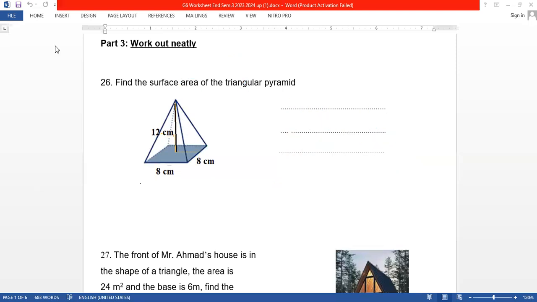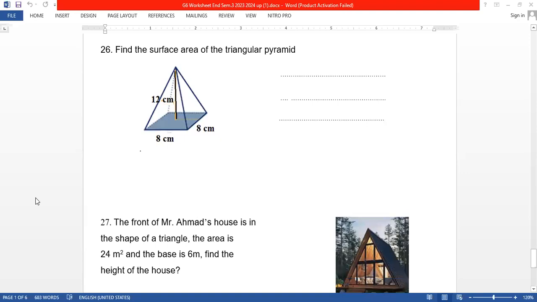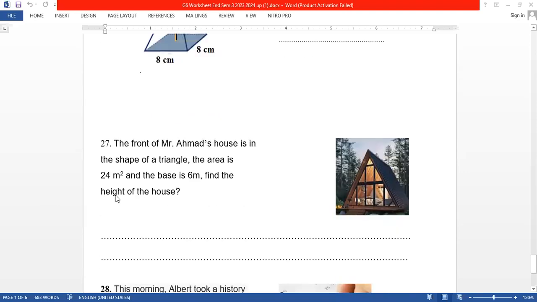Next question. The front of Mr. Ahmed's house is the shape of a triangle. The area of the triangle is 24 and the base is 6. Find the height of the house. Guys, listen, we know the area, 24, equals base multiply height multiply half. So half times the base, which is 6, times the height. So the height is unknown.